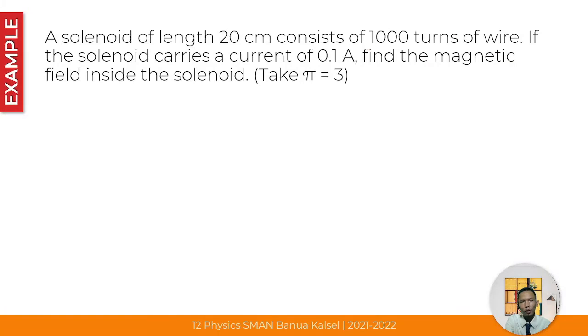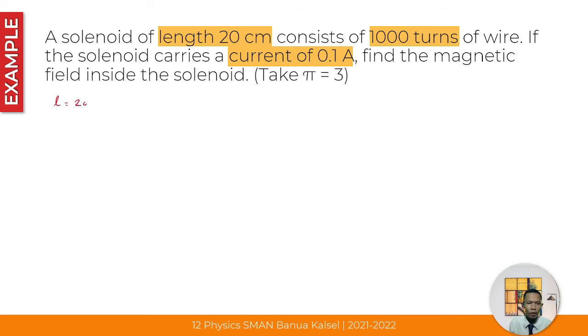The example is this one. A solenoid of length 20 cm consists of 1000 turns of wire. If the solenoid carries a current of 0.1 ampere, find the magnetic field inside the solenoid. π will be 3. What we have here is the length, the turns, and the current. So let me rewrite it.